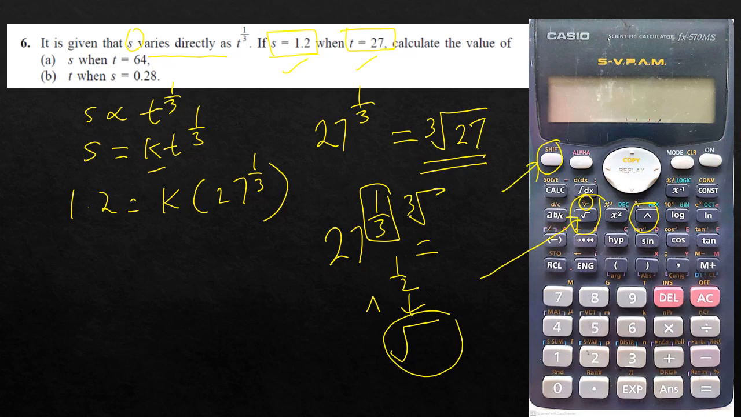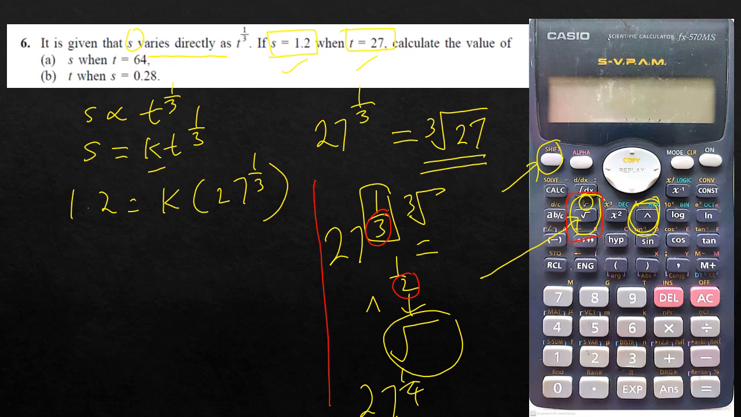Okay, if it is like 27 power 1 over 4, then use this one. But if only number 2 or 3, you just use this button. I'm telling you how to use the calculator effectively.